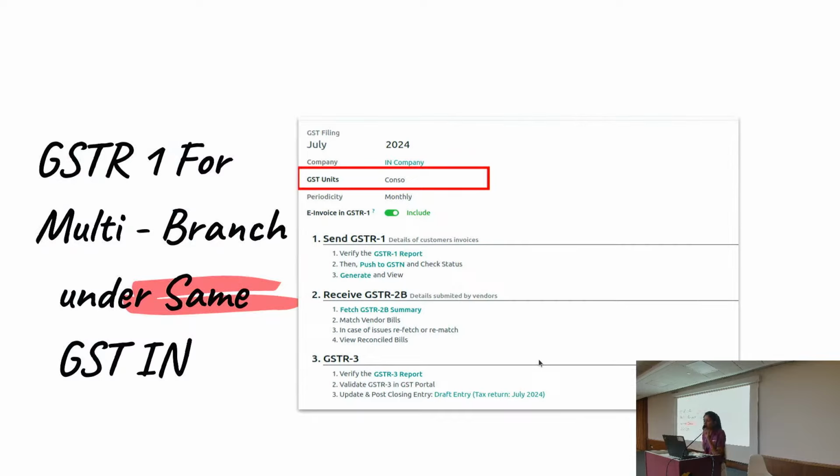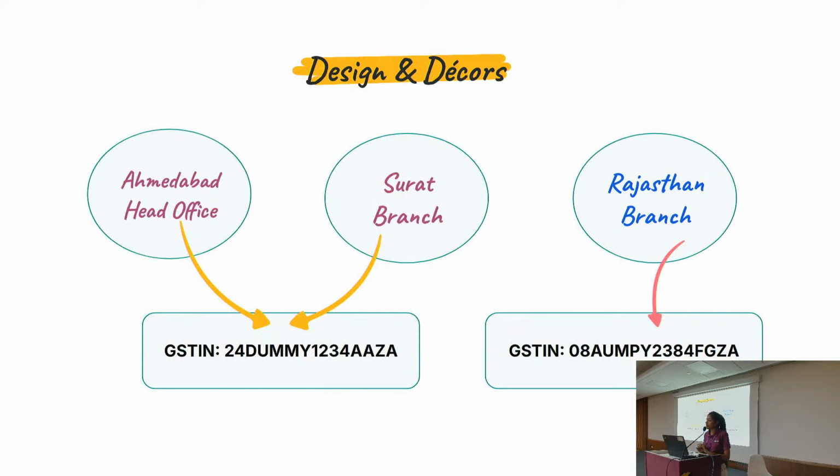Let's see how the tax unit functionality of Odoo can help in filing a GSTR1 when you are working with a single GST number for your company and for your branch. Again, Design and Decor has its head office and branch under the one GST number and has another branch, Surat, which is under a different GST number.